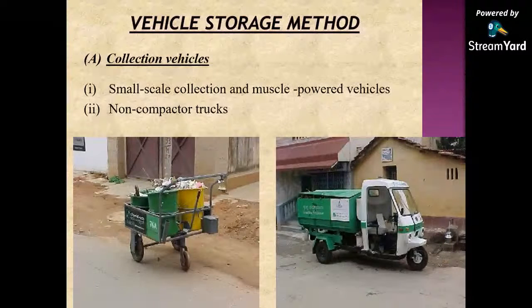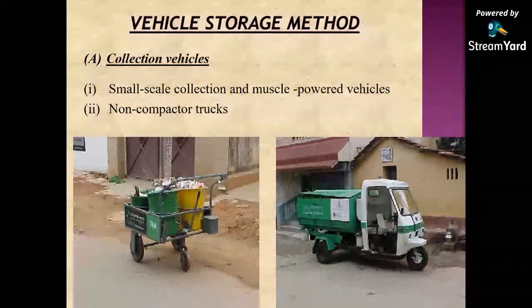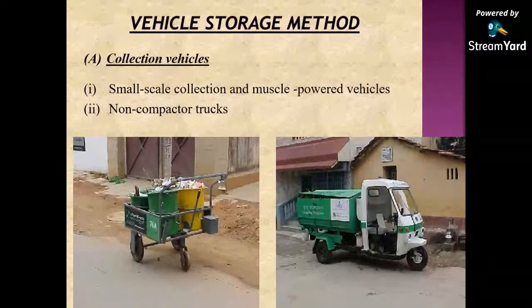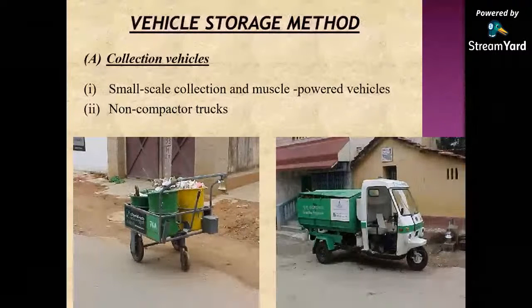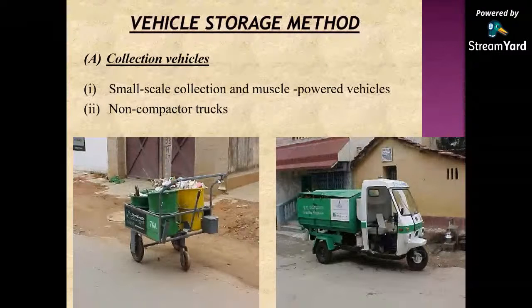Second are non-compactor trucks. Non-compactor trucks are efficient and cost effective in small cities and in some areas where waste tends to be very dense and has little potential for compaction. When these trucks are used for waste collection, they need a dumping system to easily discharge the waste. It is generally required to cover the trucks in order to prevent residue flying off.